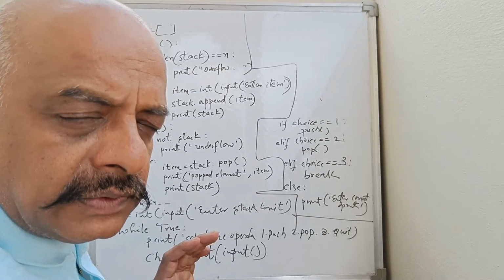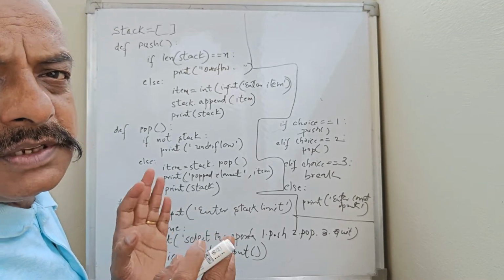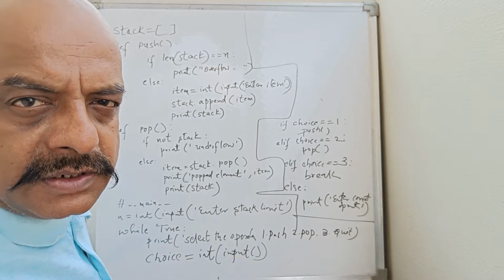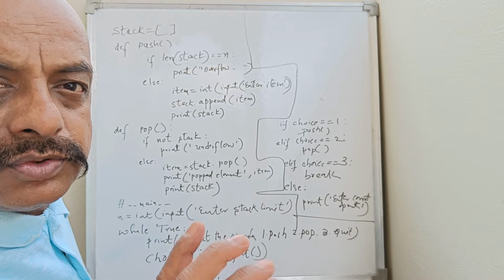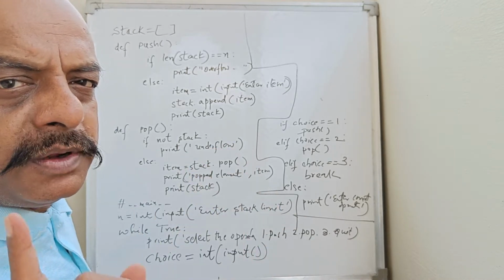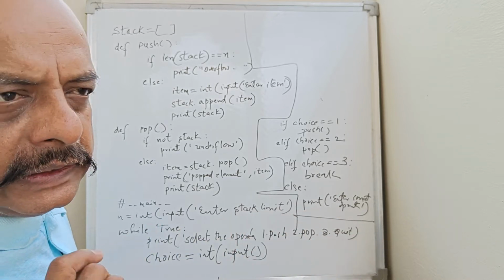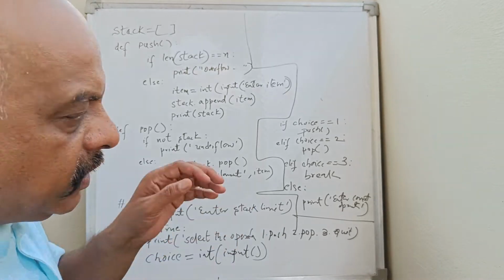Hello, good morning. Today I'll be explaining how to implement the stack using list. List is a built-in data structure. With the help of this built-in data structure, you are going to create a user-defined data structure, that is stack. In stack, you are going to perform two operations: push operation and pop operation. So you have to write a code for that.